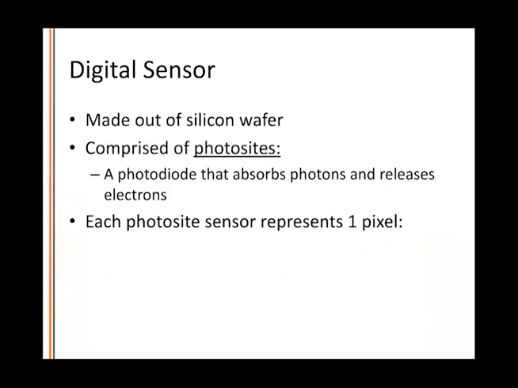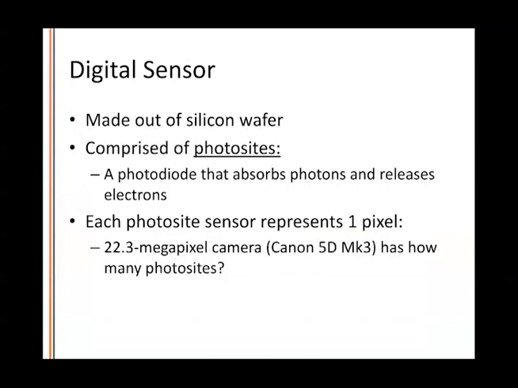So each photosite represents one pixel. So when you think about a camera that has like 22.3 megapixels, essentially it has 22,300,000 photosites all on your sensor. So when you think about how expensive cameras are, that's kind of why, right? You have all these microscopic sensors on this little silicone wafer and it's recording it. And so the more photosites you have, the higher your pixels are. The more pixels you have, the better picture you get. So you see why it can be more expensive.